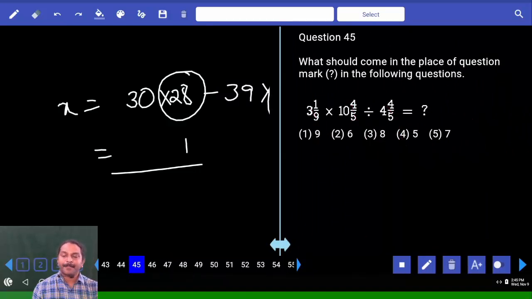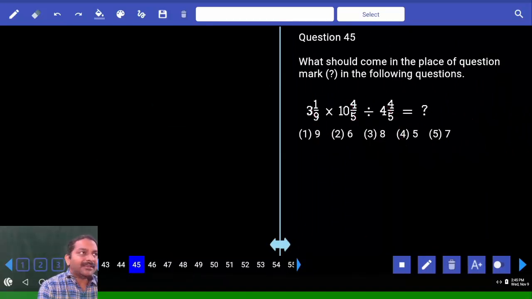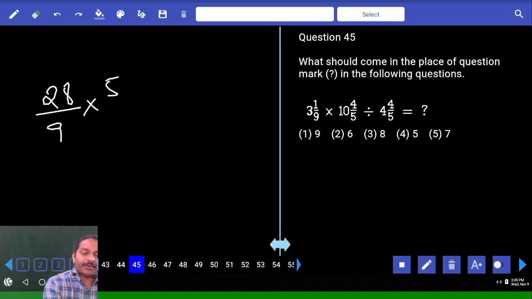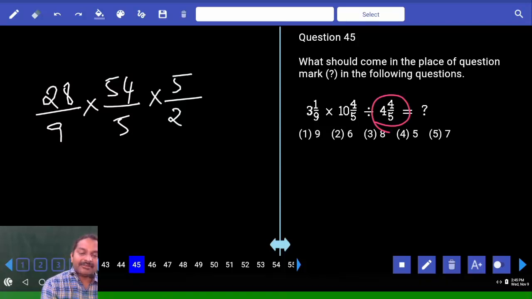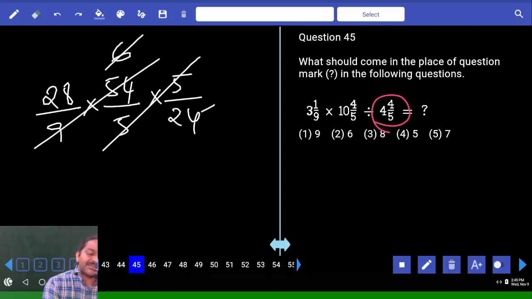Over 3 1 by 9, 28 by 9 into 54 by 5 divided by 24 by 5 can be written as into 5 by 24, correct? 5 cancel, 9, 6 times 6, 4 times 4, that's it.